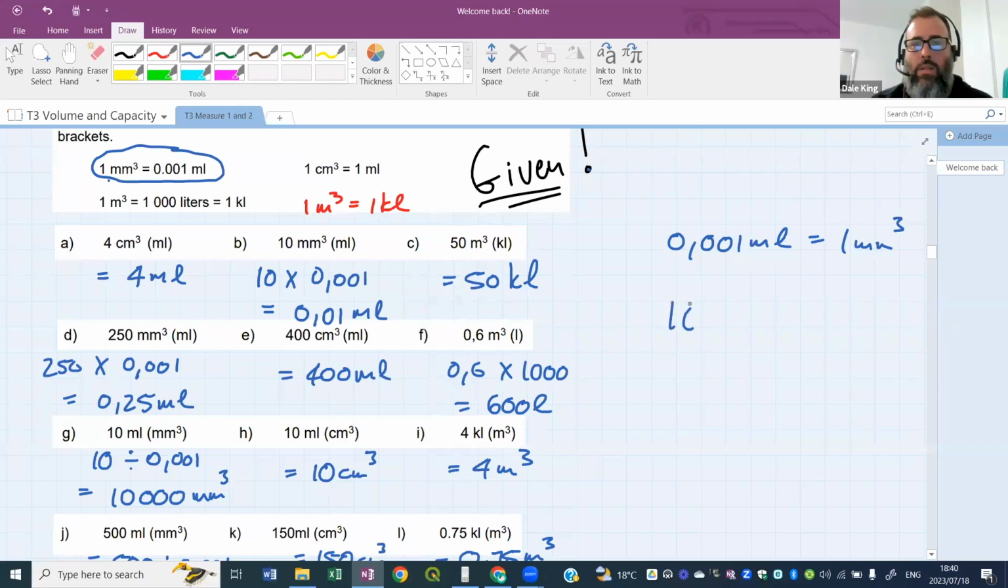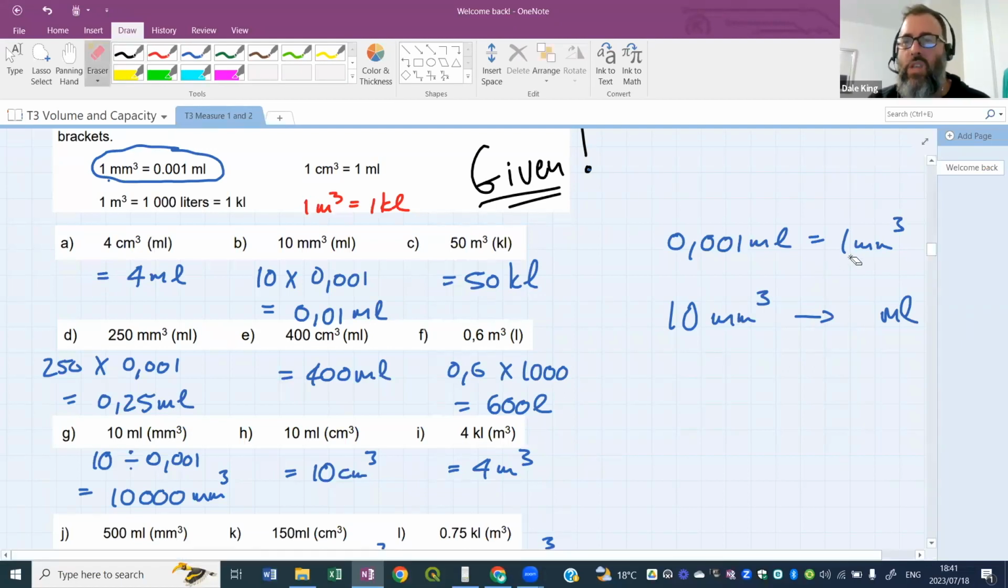Let's take B. All right. So 10 millimeters cubed, and I need to go to milliliters. They say here in the conversion that every 1 millimeter cubed gives me 0.001 milliliters. And I've got 10 millimeters cubed. 1 millimeter cubed gives me 0.001 milliliters. I've got 10 millimeters, so I'm going to multiply here. Because if 1 gives me this much, then 10 will give me 10 times that much. All right, so that's how I think of it.